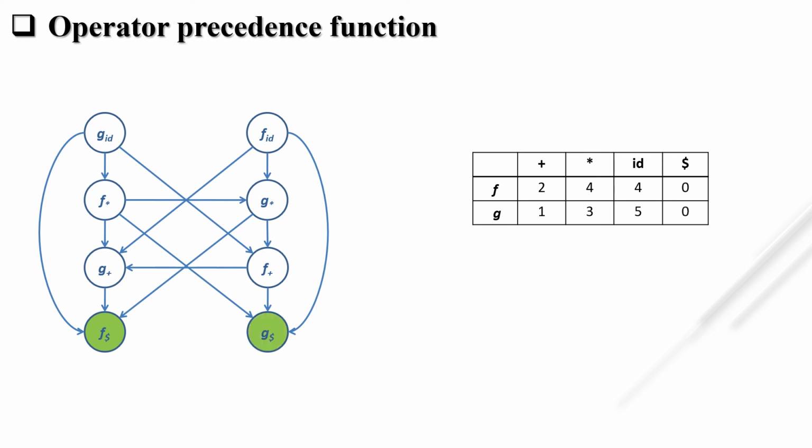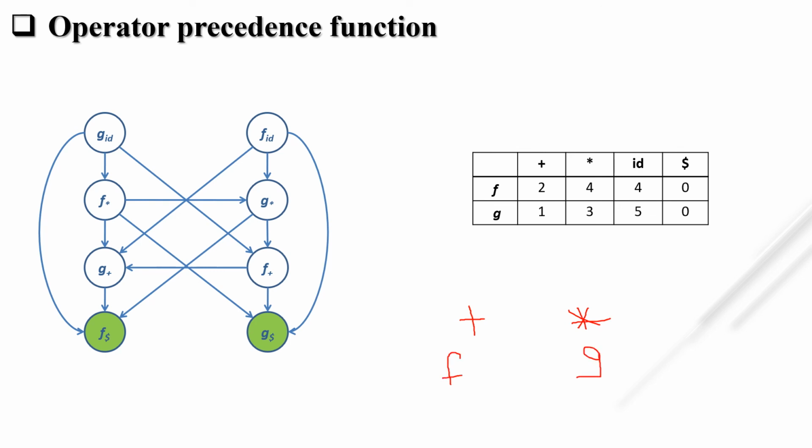So we put 0 on both sides. This is a precedence function table to put the precedence between the operators. For example, we have two operators, plus and star. The left hand side is considered as the f function and the right hand side is considered as the g function.